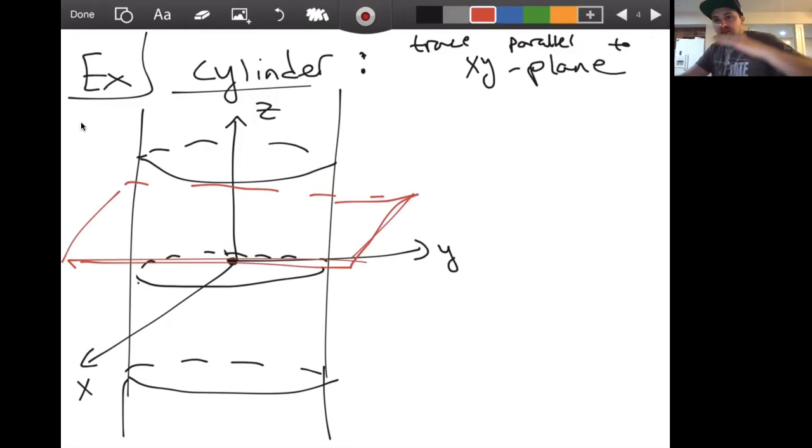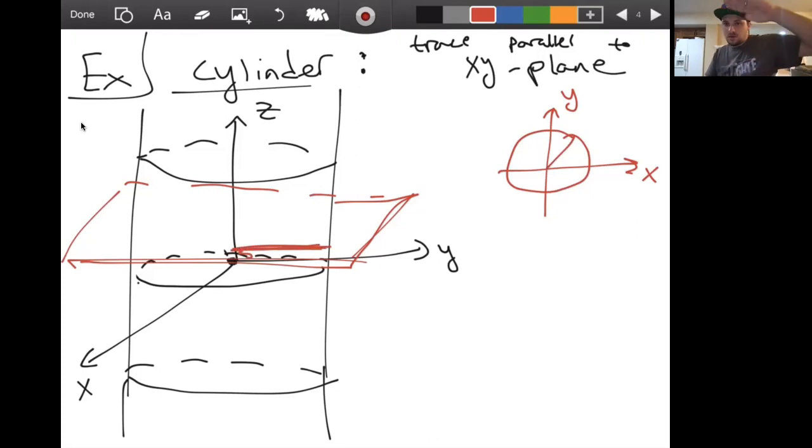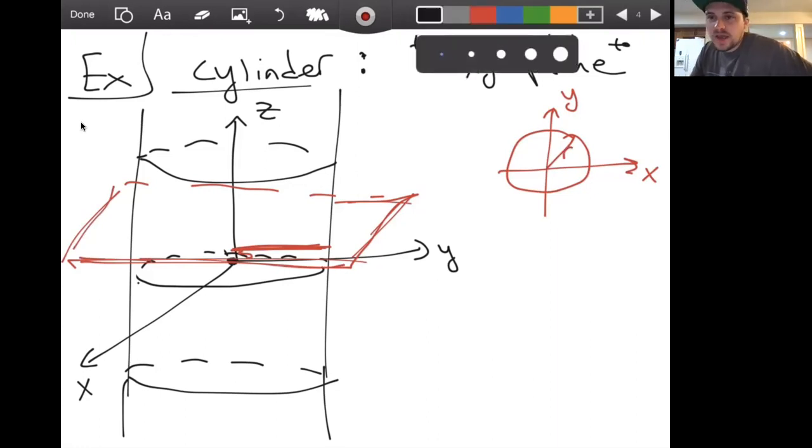Well, if you slice it in the XY plane, you'll see that it's just a circle of our fixed radius, right? A cylinder has a fixed radius. You can take this slice at any level you want, right? And it's going to have the same radius when you take that slice. And notice here, I'm mentioning height. When I take something parallel to the XY plane, that means I'm taking a slice.